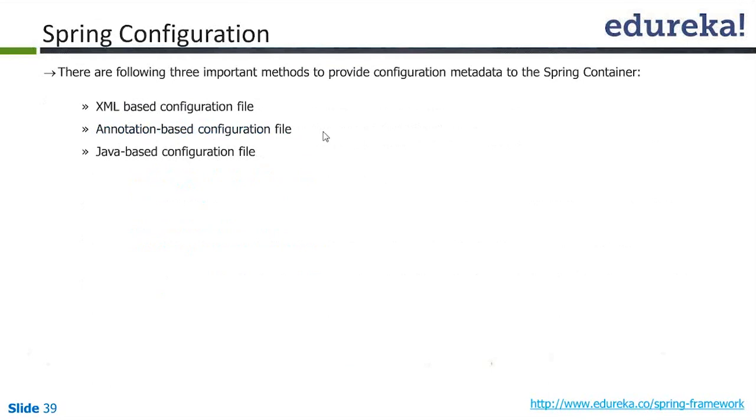Spring configuration, there are following three important methods to provide configuration metadata to the Spring container. So here, XML based configuration file that we know, annotation based configuration file which is introduced from Spring 2.5, and a Java based configuration file which is introduced from Spring 3.0. So what is the difference between the second and the third? The second actually contains the standards of JSR 250. And a Java based configuration file contains the standards of JSR 330. So what is this JSR?